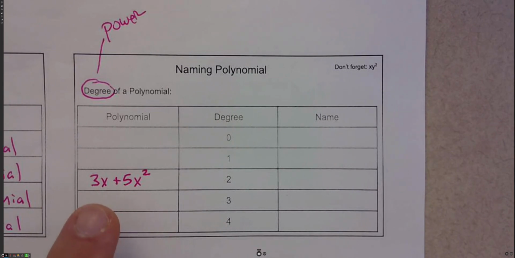So even though the 3x came first, we look at the highest power. The highest power here is 2, or we would say the highest degree is 2. So the degree of this thing is 2. Okay?